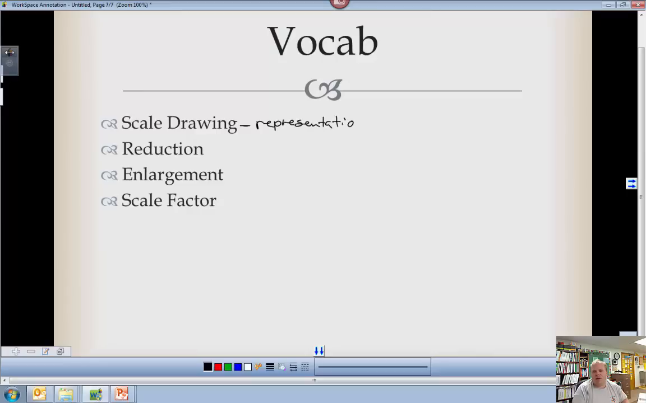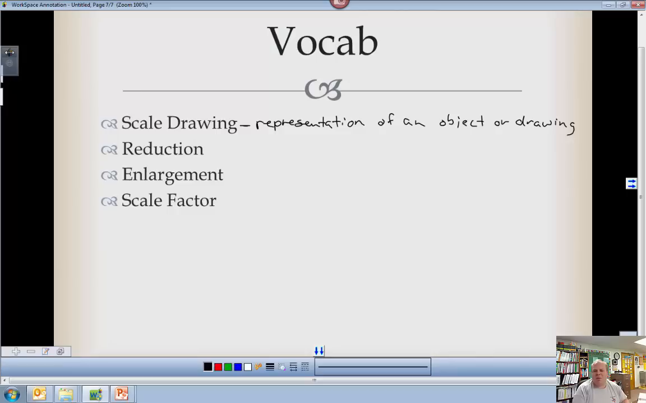of an object. I'm going to say an object or a drawing, because it can be either. It could be a scale model or it could be a scale drawing, and so it really doesn't matter. It's just a representation, whether it's a larger representation or a smaller representation. Okay, so I'm going to skip down here to the scale factor.